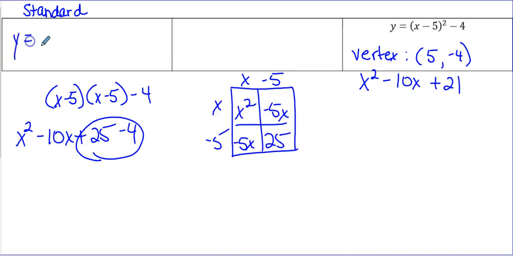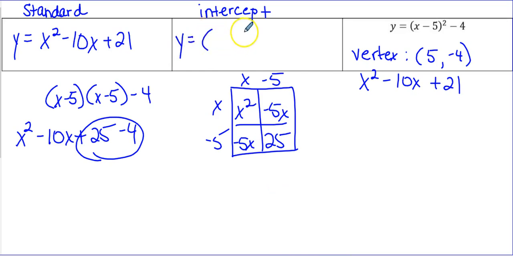Y equals x squared minus 10x plus 21. Okay, intercept form. Sometimes you might be able to graph it and look at the x-intercepts. I'm going to go ahead and just factor this one. Y equals, I'm going to have two binomials.